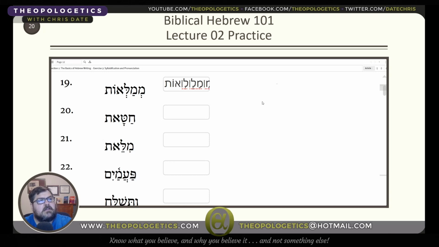The shava, mimalot. So it's possible that the lamed. Whoops. Let me delete the whole thing. It's possible that, no, that really is, it's got to be a dagesh forte. So I'm going to stand by it. Mamal laot, four syllables.